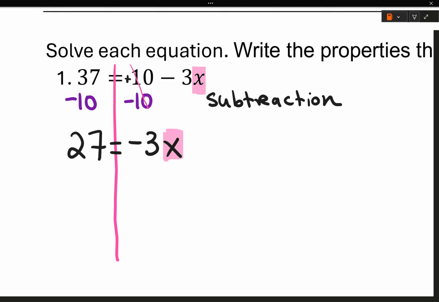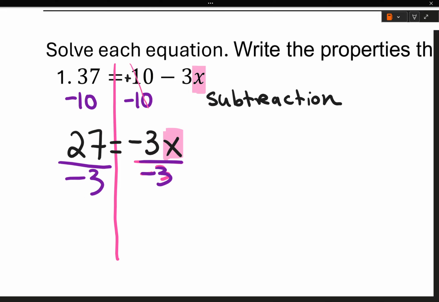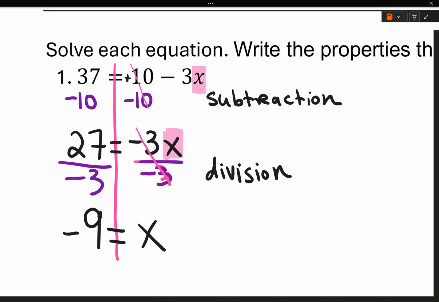Well, negative 3x is negative 3 times x. How do we undo multiplication? By division. We're going to divide both sides by negative 3. Be careful, don't forget the negative, that's easy to lose. And so what we're doing here is division. On the left side, 27 divided by negative 3 is negative 9. Negative 3 divided by negative 3 is 1. So really we have 1x left, which is just x.